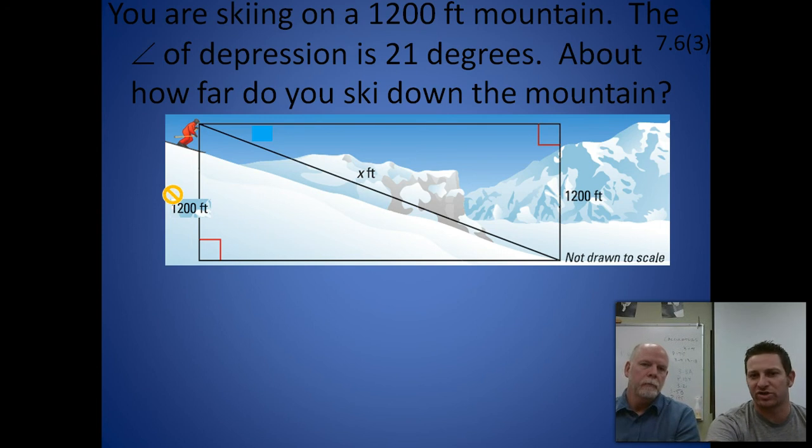And so we don't want to use that one, though. We want to use the distance looking straight ahead and then the angle of depression looking straight down, okay? So that's how we make our right triangle there. And so we know that the angle was 21 degrees. It said that up in the problem.